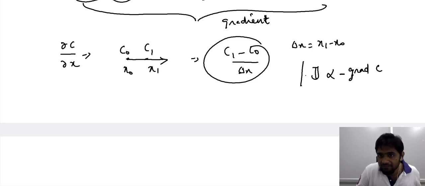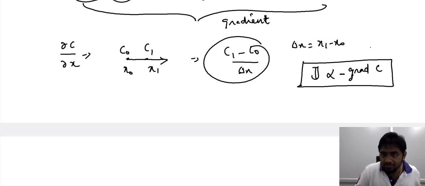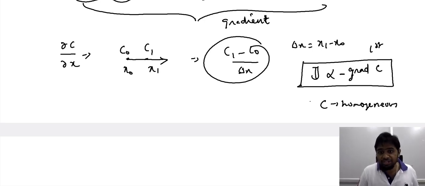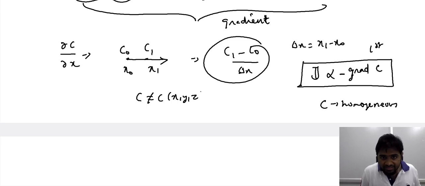This is what Fick's first law states. Fick's first law states that there will be a flux that is introduced, and this flux will be proportional to the negative of the gradient of the concentration. Now when your concentration is homogeneous, it essentially means that the concentration is no longer dependent on x, y and z.